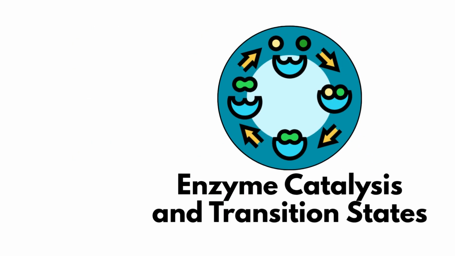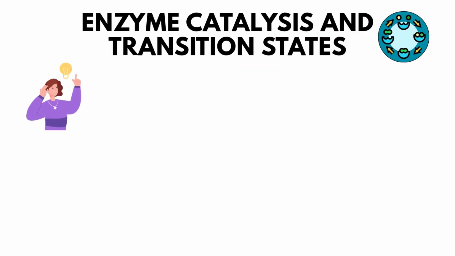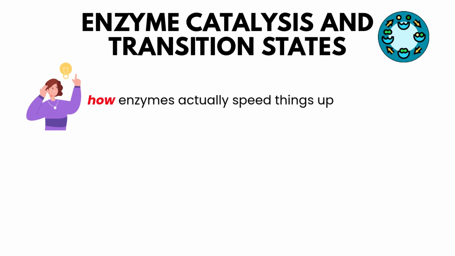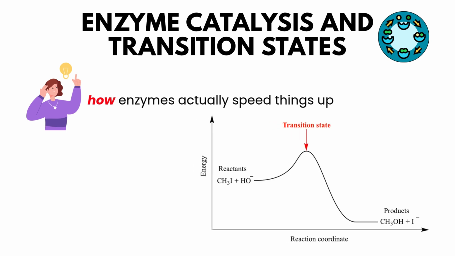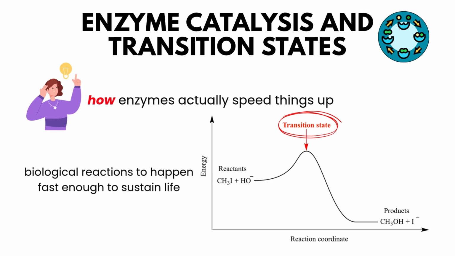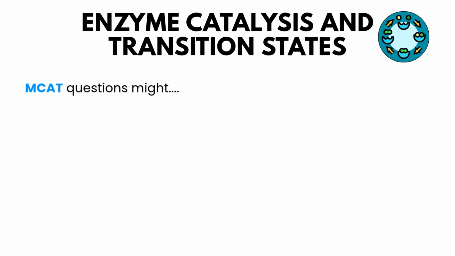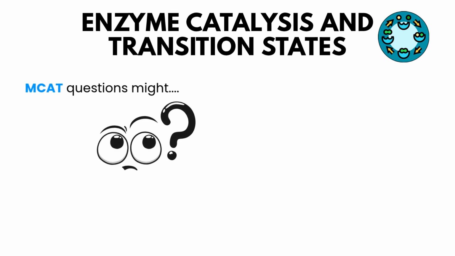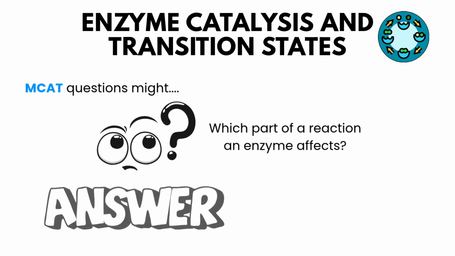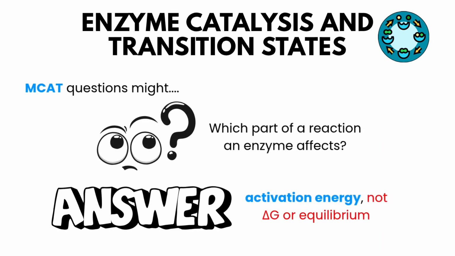Enzyme catalysis and transition states. Finally, remember how enzymes actually speed things up. They don't change the overall energy difference between reactants and products. They just lower the activation energy by stabilizing the transition state. That's what allows biological reactions to happen fast enough to sustain life. MCAT questions might test this idea by asking which part of a reaction an enzyme affects. Always answer activation energy, not delta G or equilibrium.